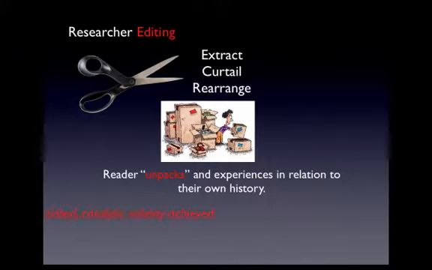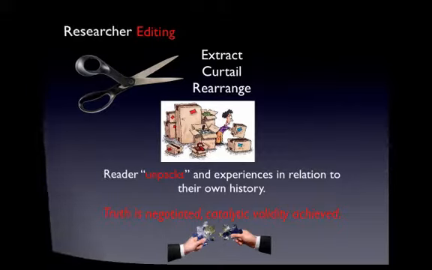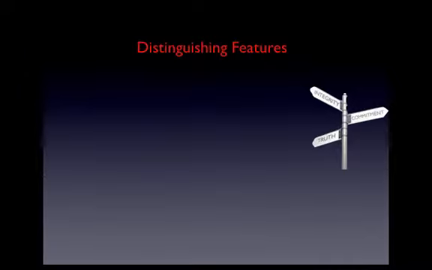A truth is negotiated through this process, and at its most successful, a catalytic validity is achieved. The reader has taken something from the text and can apply it to their life. How then does a fictional representation differ from a novel or newspaper article that has been sensationalized? Well, one important distinction is the ethical treatment of subjects by the researcher.